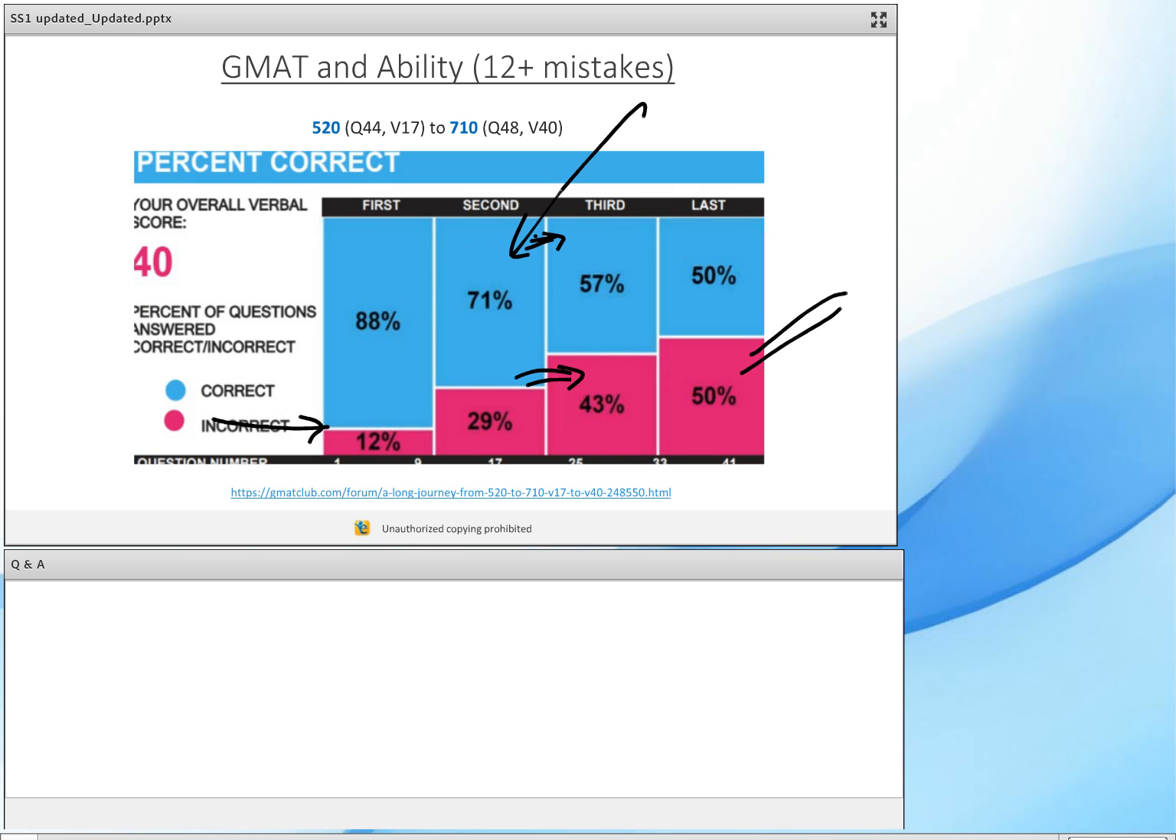In fact, in his last block, he got half the questions wrong, and he was still able to get to a 91st percentile on GMAT verbal. So again, understand how an adaptive test works. An adaptive test is not a test of accuracy, it's a test of ability. If you have high ability, and if you can solve difficult questions, it's very easy to ace the GMAT.